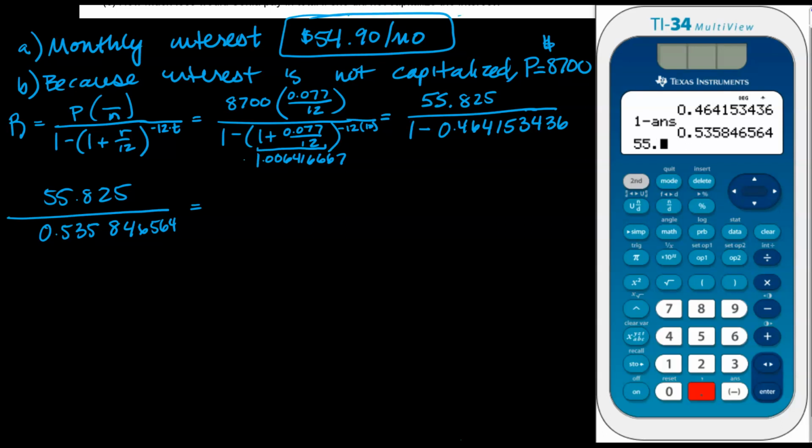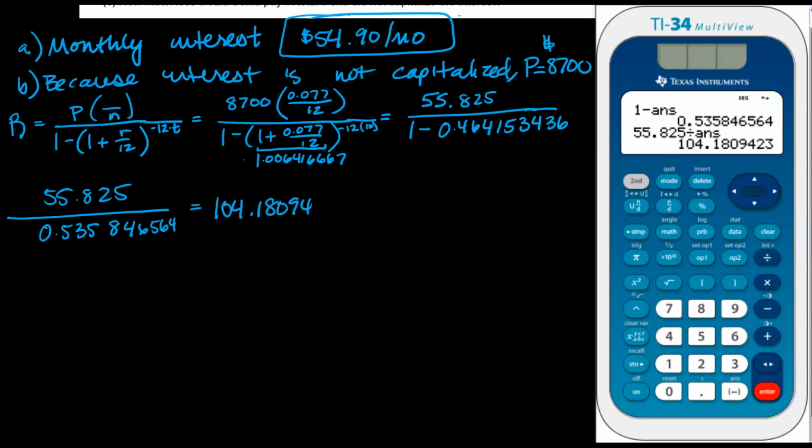Okay, so 55.825. And then divide it by, and I can use that answer key again, the answer function, to just plug in this previous line's answer. Or you can type it in by hand, and then you should get 104.1809423. And then since we're looking for a monthly payment, we always want to cut it off after 2 decimal places, or the hundredths place.